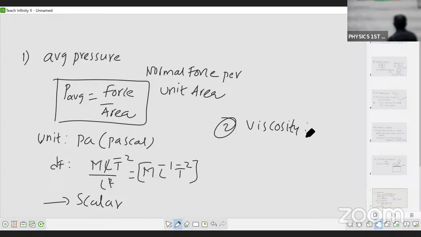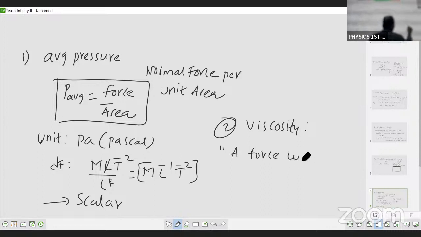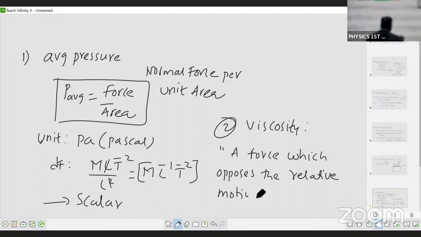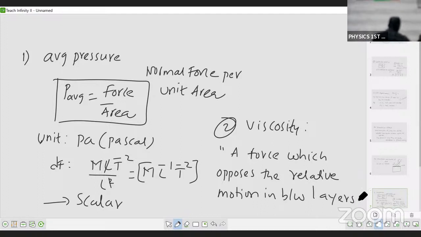Viscosity means a force which opposes the relative motion in between layers. So in between the layers, one opposing force is there, and that is only viscosity. Now, units and dimensional formulas. Units means Pascal second, student.